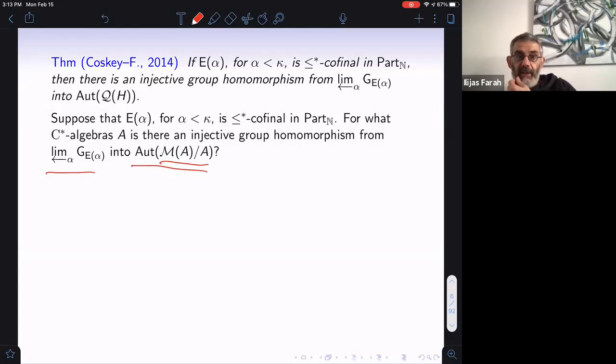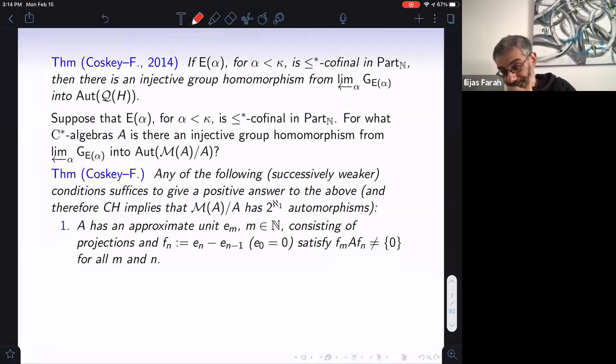Okay, so one case is called the Calkin algebra, but what property of the Calkin algebra was used? Well, here is the first case. This is again also a theorem of Farah and myself from the same paper. I'll give you successively weaker conditions that imply a positive answer to that question. And importantly, that means that continuum hypothesis implies that this corona has 2 to aleph 1 automorphisms.